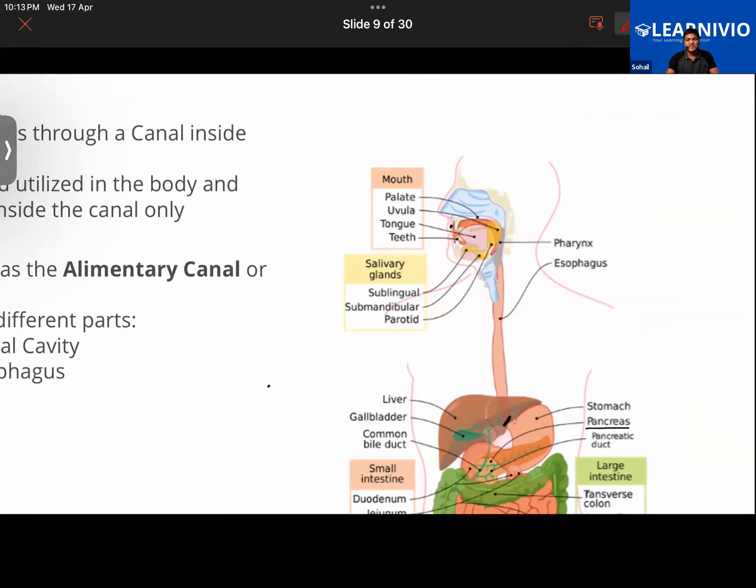So what happens sometimes? When food particles enter the windpipe, you might develop hiccups or you might cough. Are you understanding this?